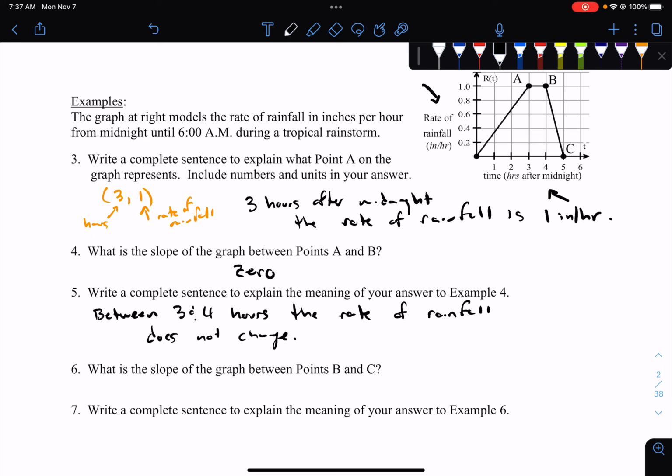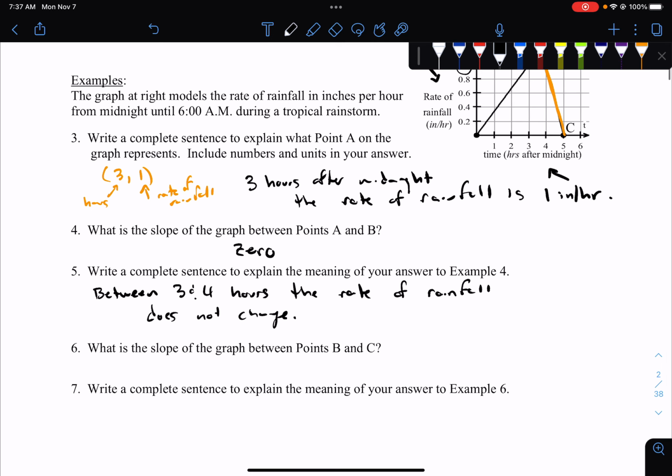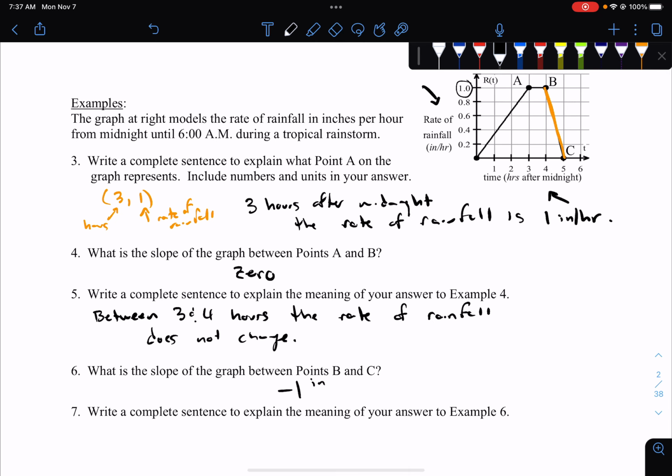What is the slope of the graph between B and C? So in between B and C, it wants to know what is the slope of this graph. And remember, it's asking me to use units. So the slope is, I'm going over 1 hour, I'm going down 1 inch, right? Because this value right here is 1. So my slope is -1 inches per hour per hour. Because my units were already inches per hour, but now I'm finding the slope of inches per hour. So -1 inches per hour per hour.